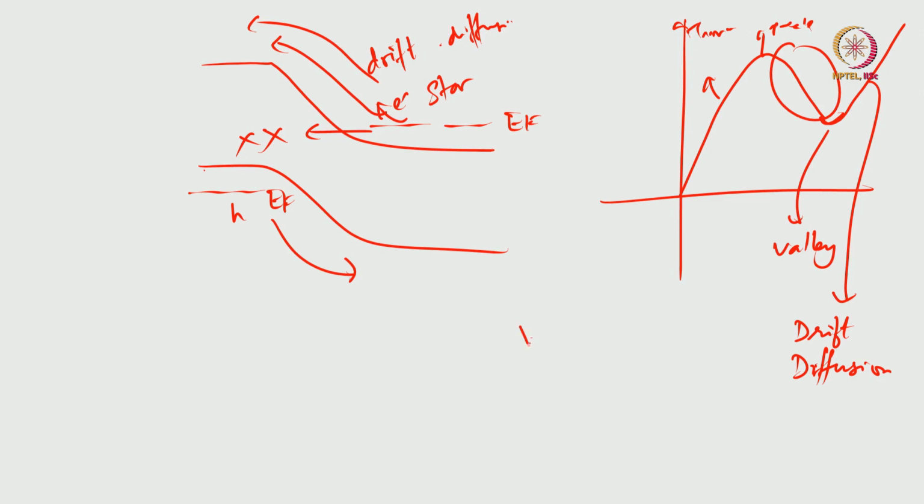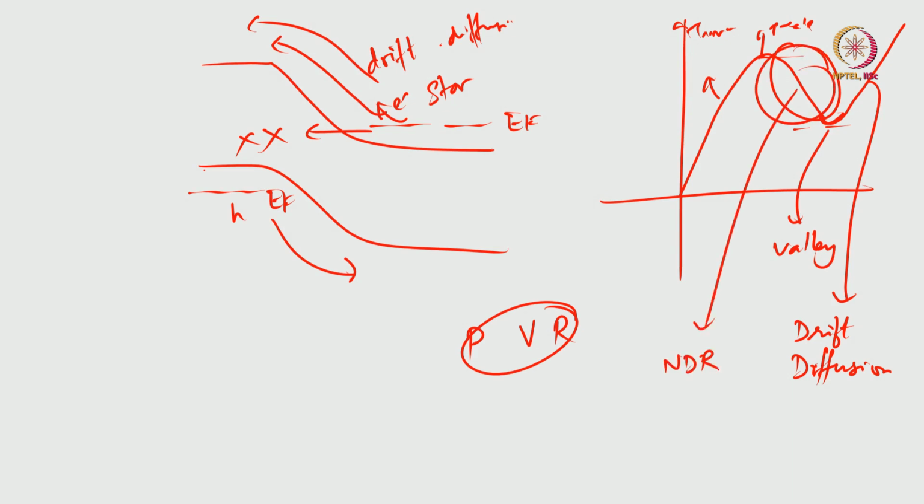An important parameter is the peak to valley ratio. This peak to valley ratio, PV, is a very important parameter, like how much peak you are getting and how much valley you are getting. And this is your negative differential resistance. Anytime you have a negative resistance like that, it is not that the value is negative, it is just that with increasing voltage you have a decreasing current. This negative resistance can be used to create an oscillation.